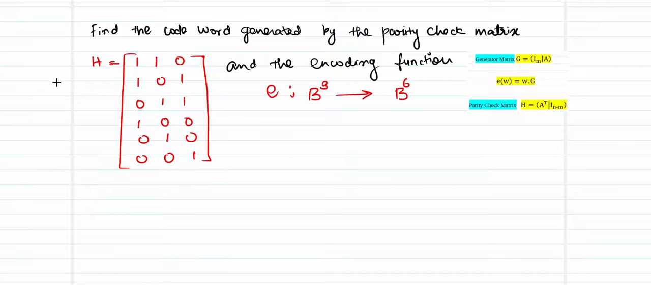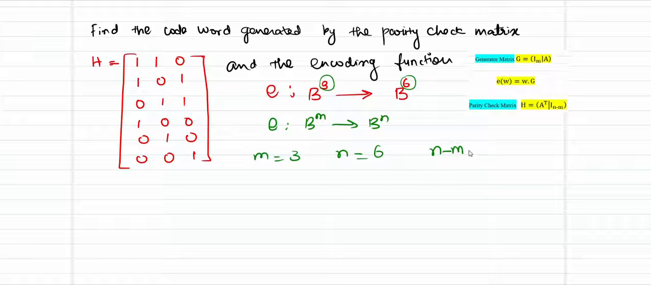Now we will fix the basic quantities over here. So what we know is E is going to be a function from B to the power m to B to the power n. Now m is identified as 3 and n has been identified as 6. So the bigger word, that encoded word, is going to be n. So we have the extra parity bits to be added, of length 6 minus 3, so it is going to be 3. Now let me fix the parity check matrix.